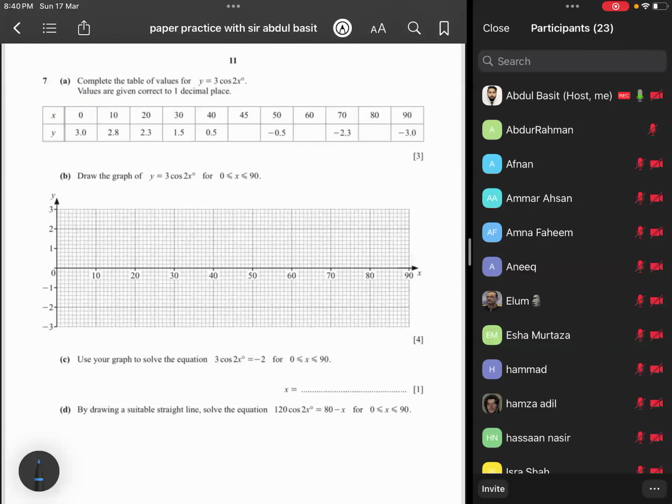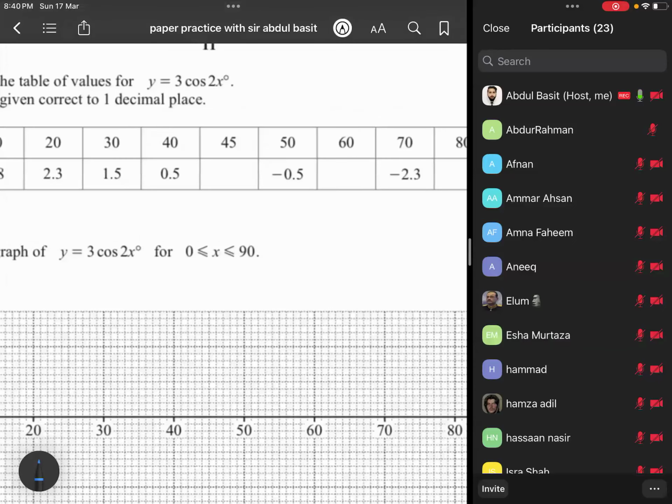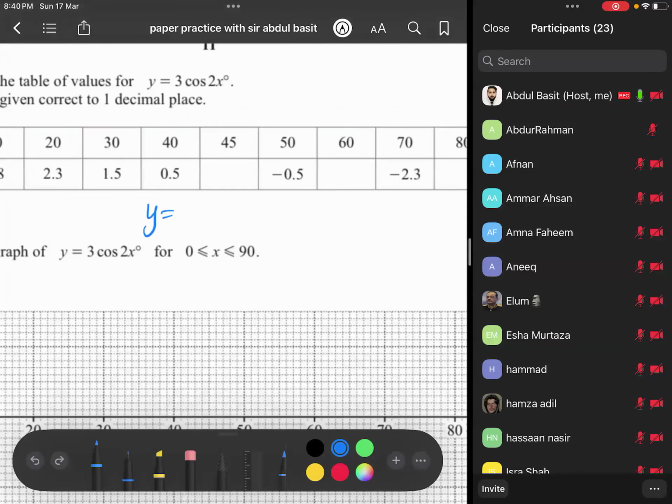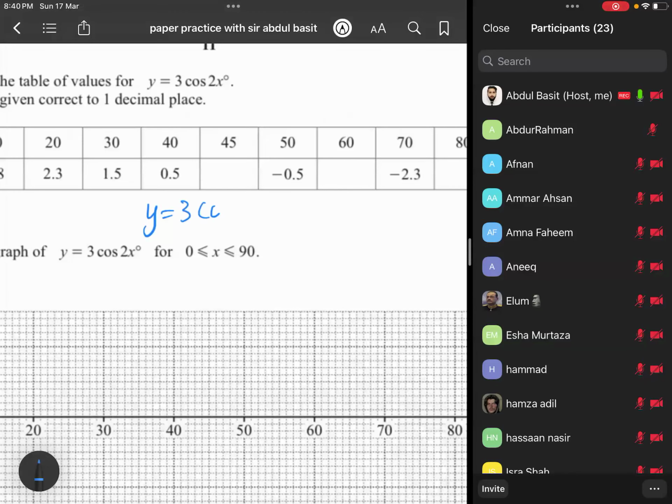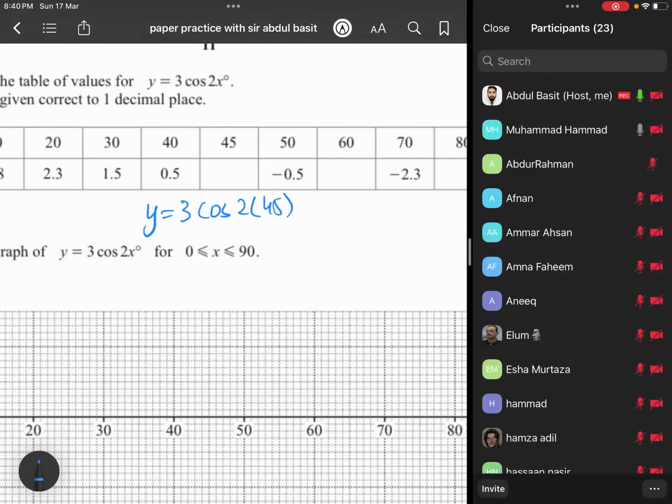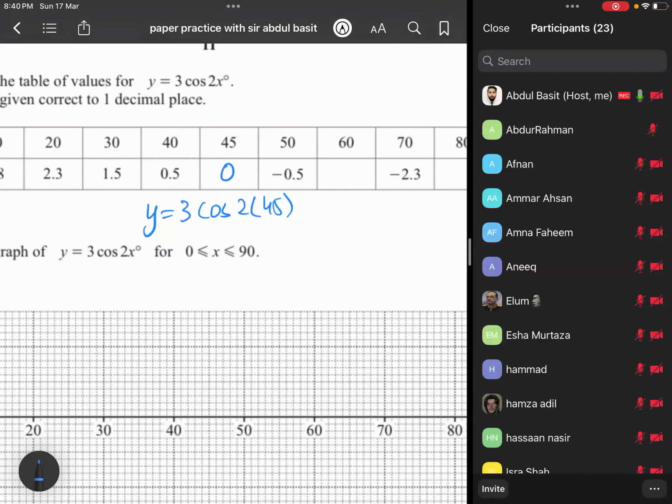Complete the table values of y is equals to 3 cos 2x. Okay, so first of all, we need to complete the table. So y is equals to 3 bracket, 3 cos 2 times x is 45. So ये कितना होगा बेटा? Tell me what is the answer? 0. Okay, it's 0. Now y is equals to 3 times cos 2 times 60.